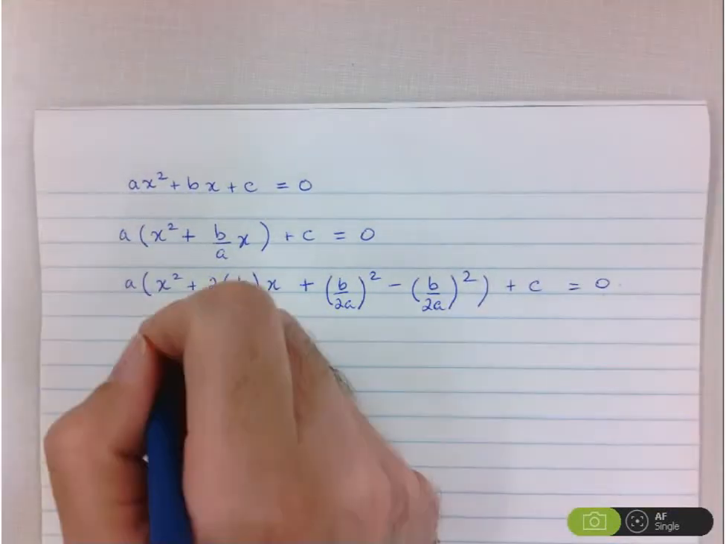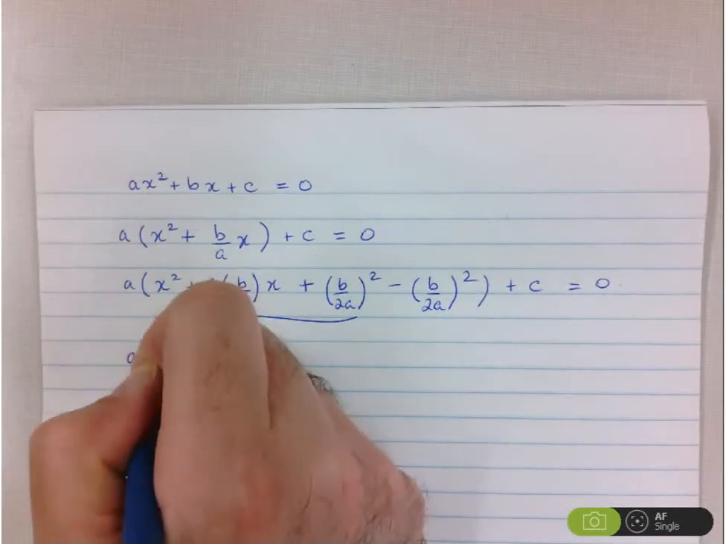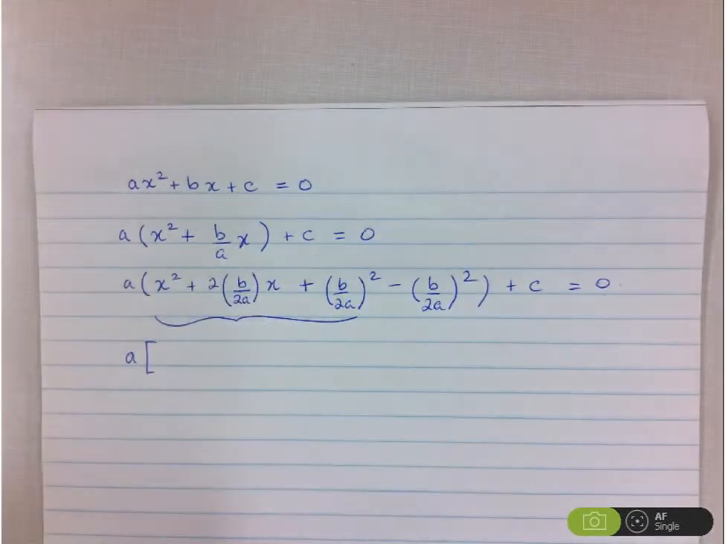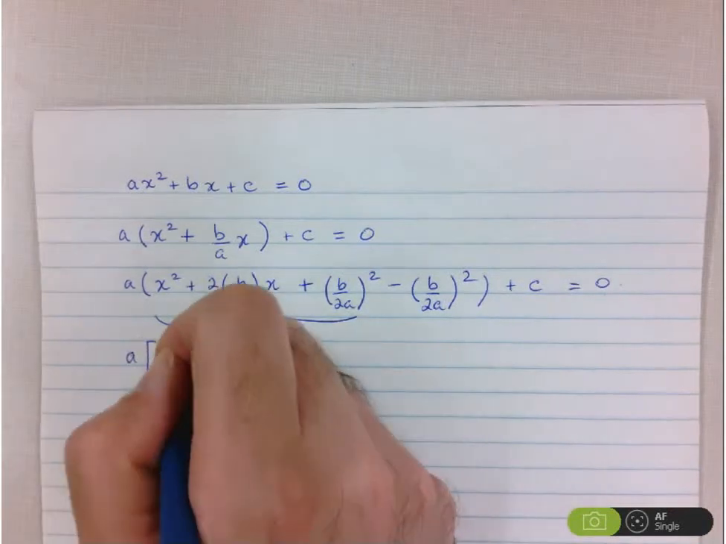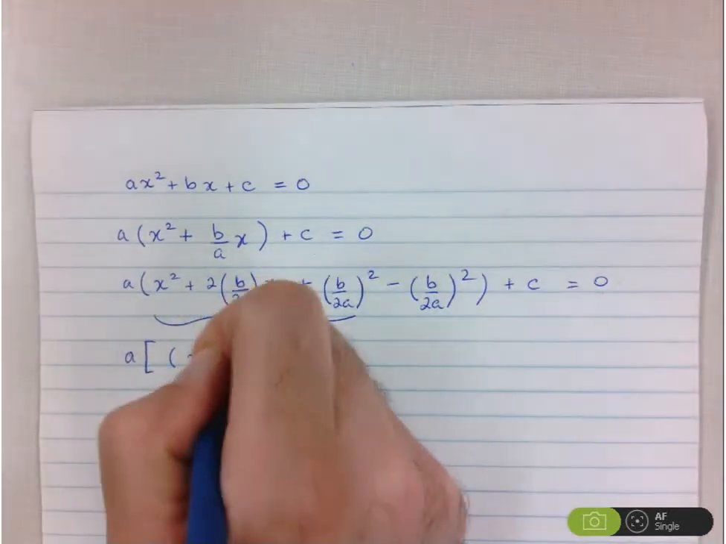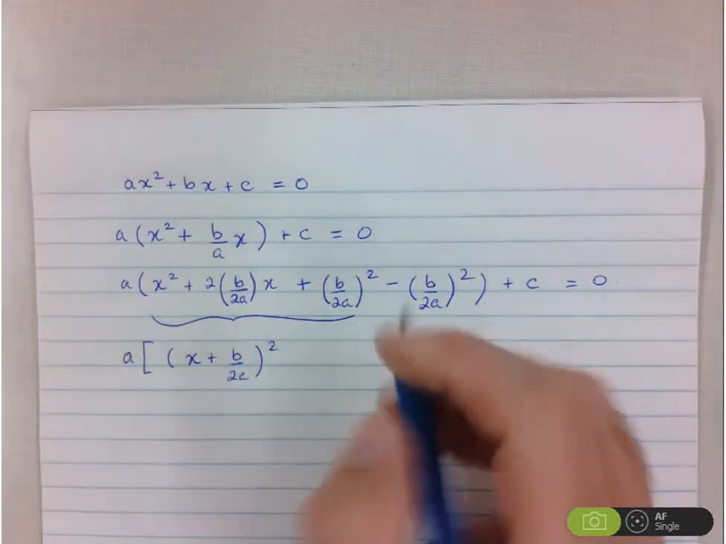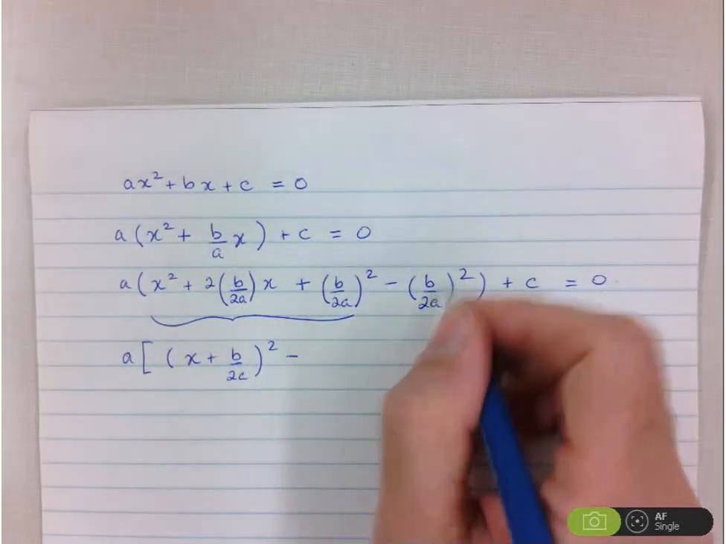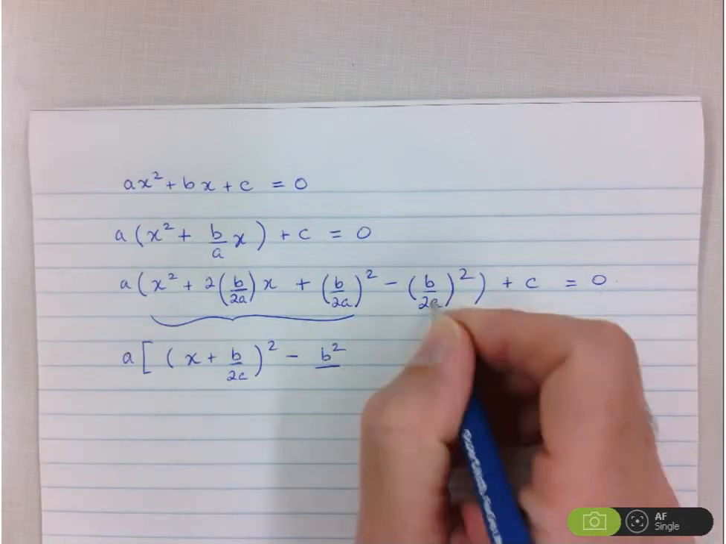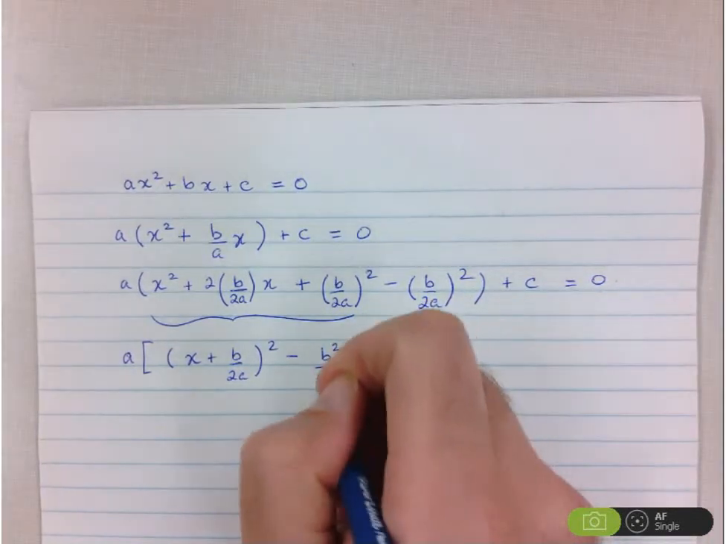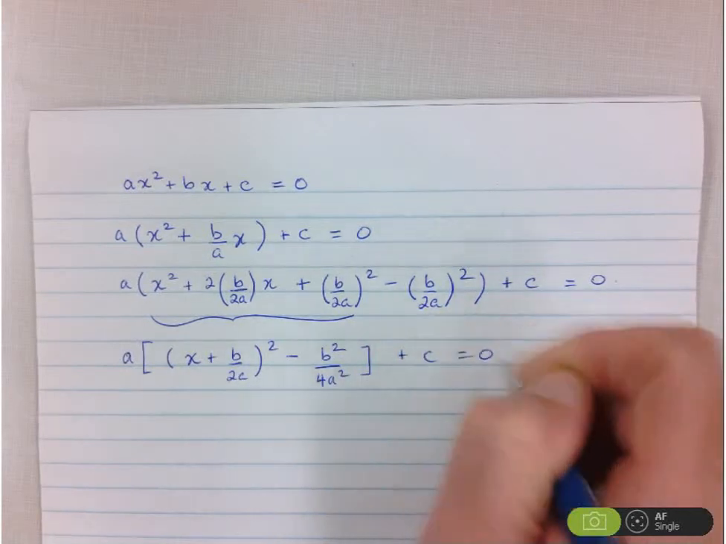So now the first three terms here are the form we need to create our perfect square. I'll use square brackets here to be a little neater. So we know that these three terms are going to factor to x plus b over 2a squared. Okay, and then we're left with that other term, and let's actually square it here. So we'll square the numerator, b squared, over squaring the denominator, 4a squared. Okay, and again, plus c equals 0.